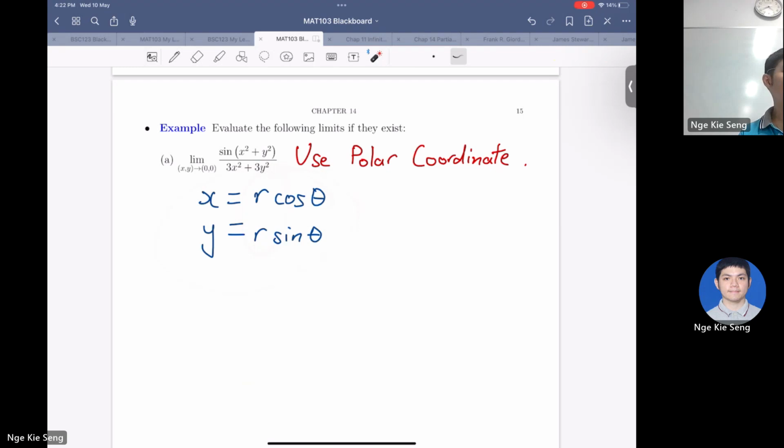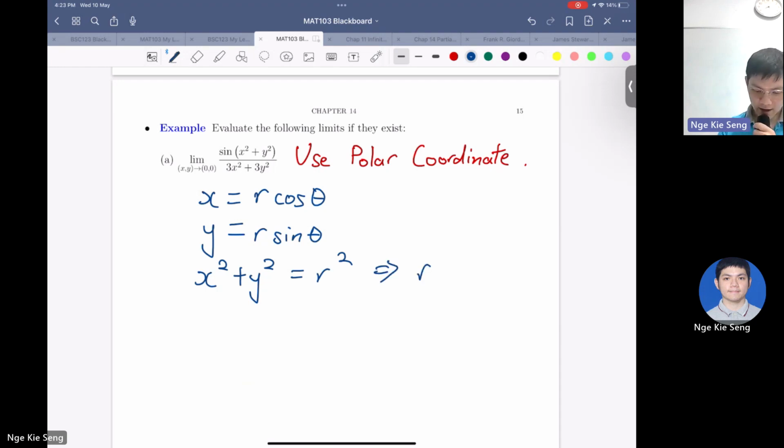How do you relate r with x, y? Because the point is lying on the circle of radius r, x and y satisfy x squared plus y squared equals r squared, or r is equal to the square root of x squared plus y squared. So this is the radius.